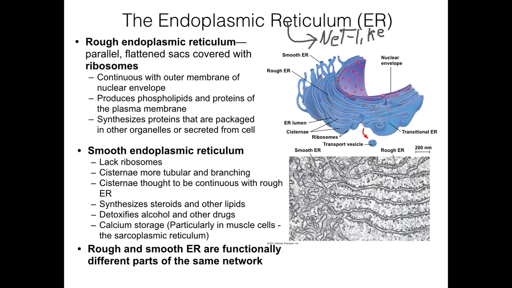Here, what's going on is that the ribosomes bind to the surface. That's why it's the rough ER. So that rough ER, the ribosomes can only bind to the surface. The more surface you have, the more proteins you can make faster. More surface area, more ribosomes binding, more proteins made.